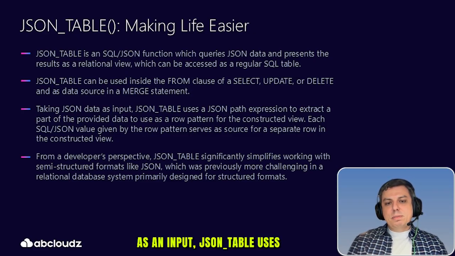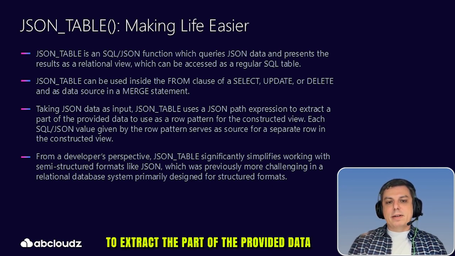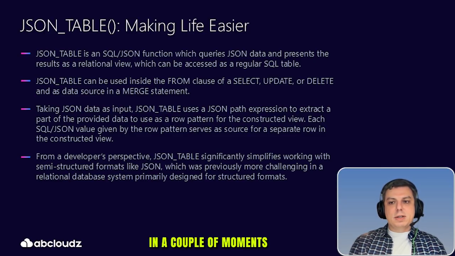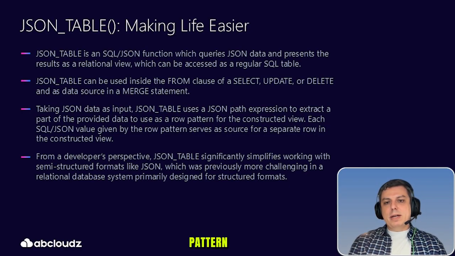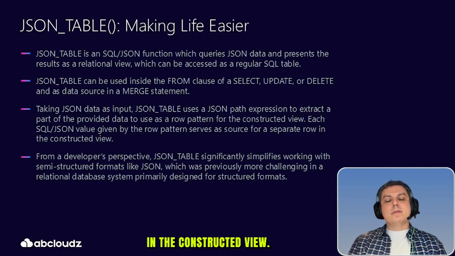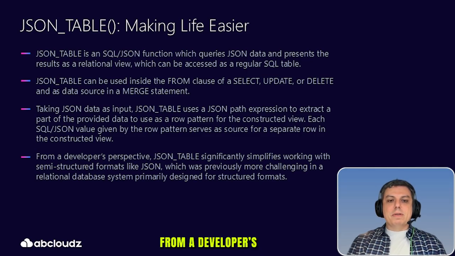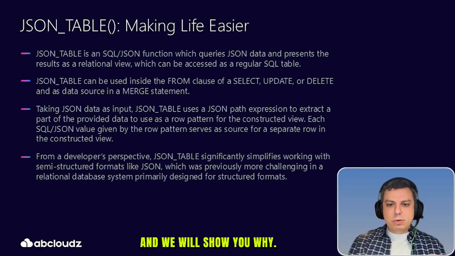Taking JSON data as an input, JSON_TABLE uses a JSON path expression to extract a part of the provided data to use as a row pattern for the constructed view. And we are going to see it in a couple of moments in a more practical example. Each SQL/JSON value given by the row pattern serves as a source for a separate row in the constructed view. From a developer's perspective, JSON_TABLE significantly simplifies working with semi-structured formats, and we will show you why.